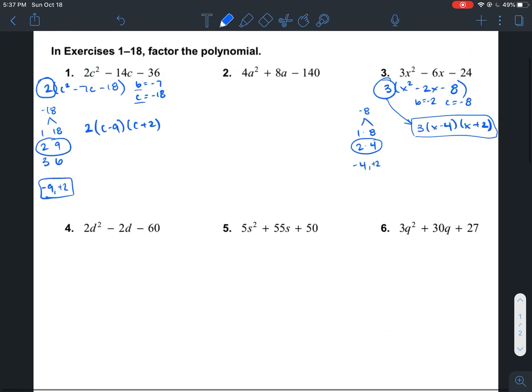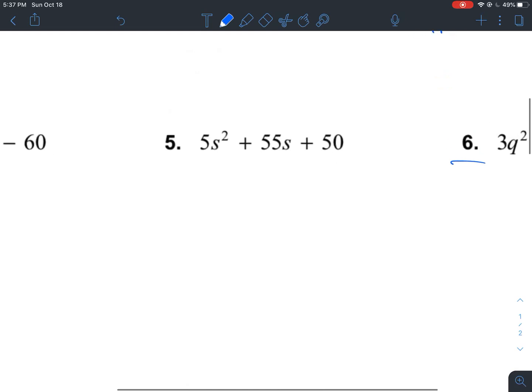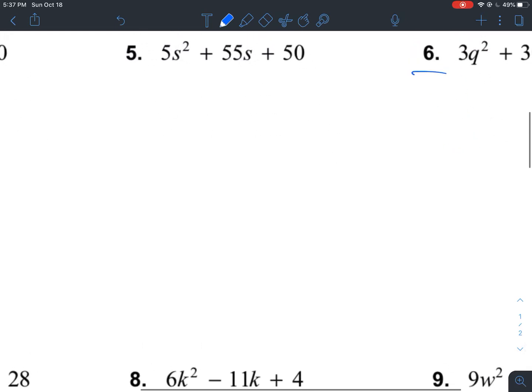So you could do the same with number 2, 4, 5, and 6. Let's do number 5 together, and you can do 2, 4, and 6 on your own for practice if you want. So right here, can we factor out this number from all three terms? And that is a yes, we can. We can take out the 5, and then we'd be left with s squared plus 11s plus 10.